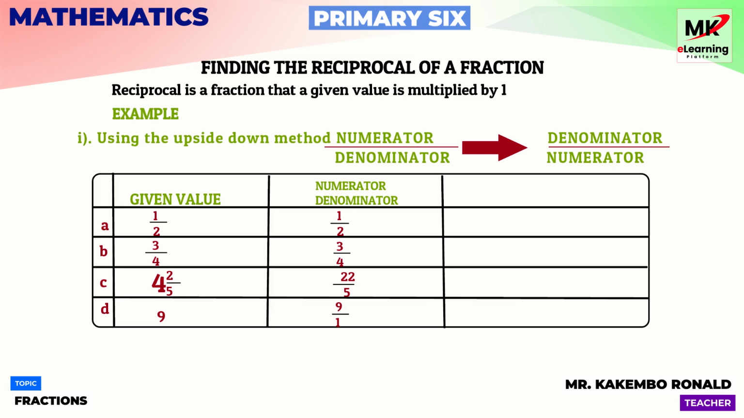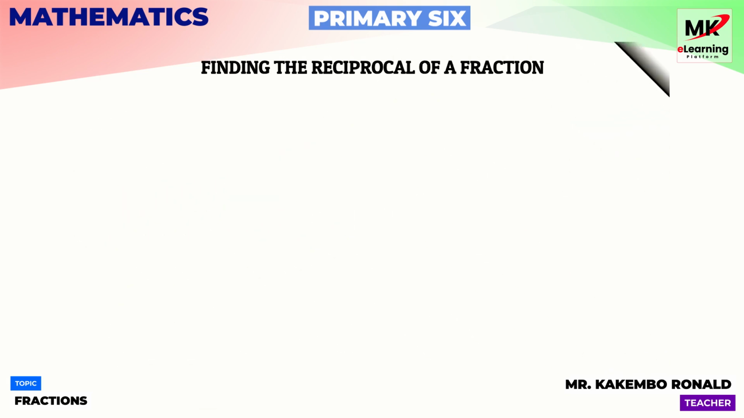Now we are going to make them upside down to form a reciprocal. A half changes to 2 out of 1, 3 out of 4 changes to 4 out of 3, 22 out of 5 changes to 5 out of 22, and 9, which was 9 out of 1, changes to 1 out of 9. Let's look at another form of reciprocal.